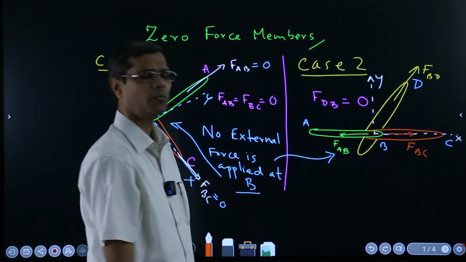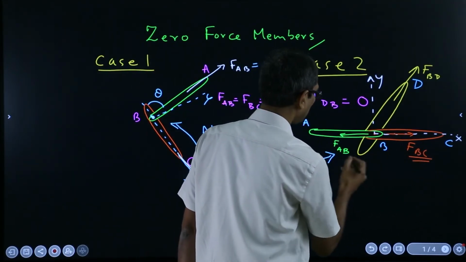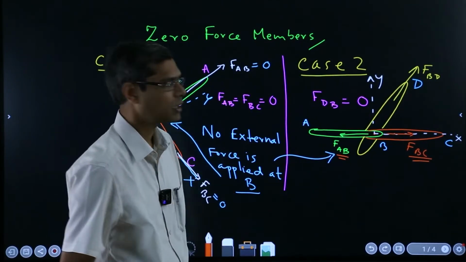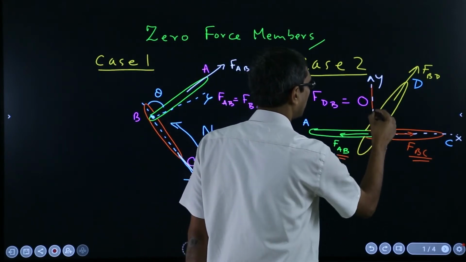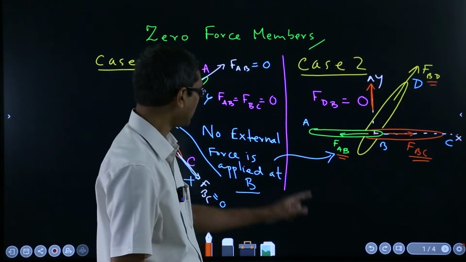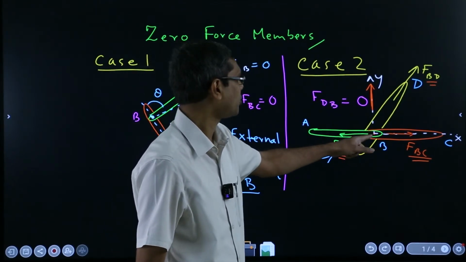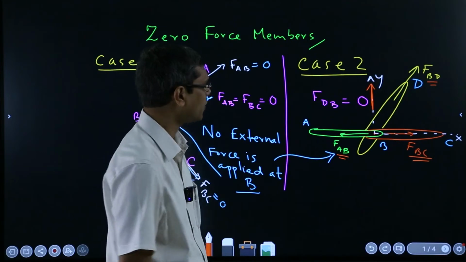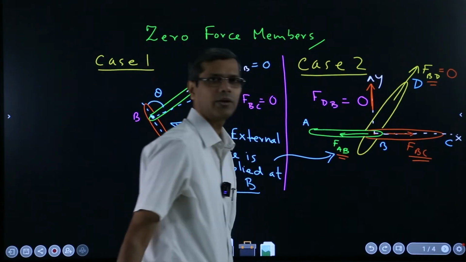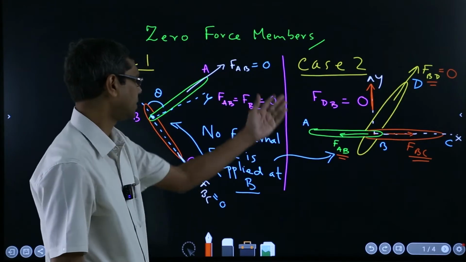Now the horizontal components, or the x components, can be balanced. FBC's x component, FAB's x component and FBD's x component can balance each other. But what about the component in this direction of FBD? There is nothing to balance that, because we have said that there is no externally applied load at point B. So this point cannot be in equilibrium, and that is why the only possible case is that this must go to 0.